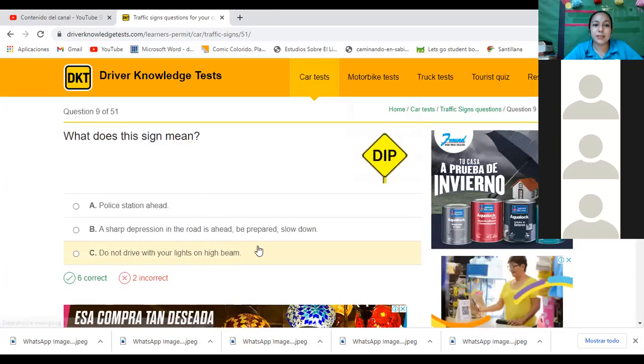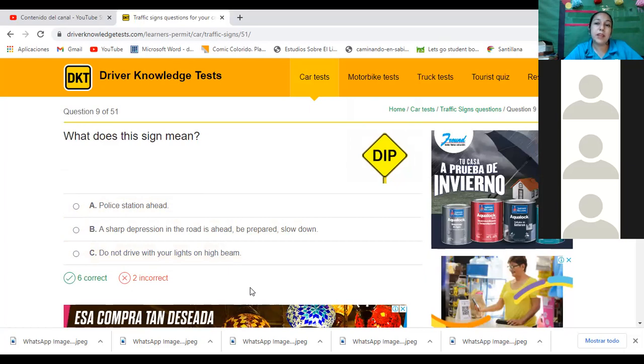Okay, what is that? Police station ahead, a sharp depression in the road, don't drive with your lights or high beam. We don't have the sign here. But remember, the majority of the traffic signs are international. But I don't see one of this one here in El Salvador. Okay, A, B, or C?